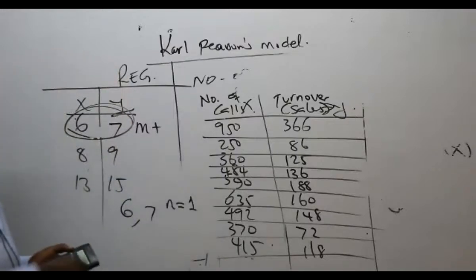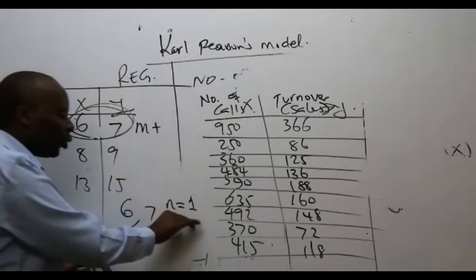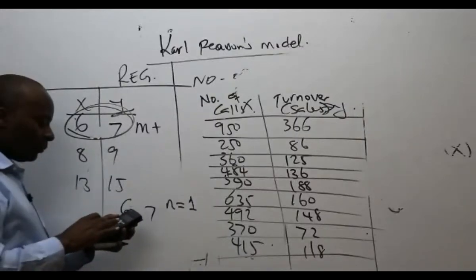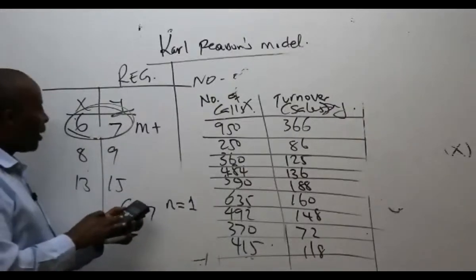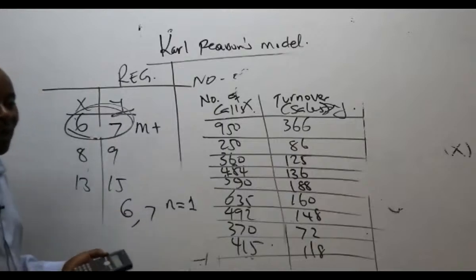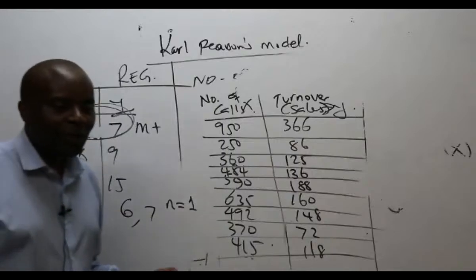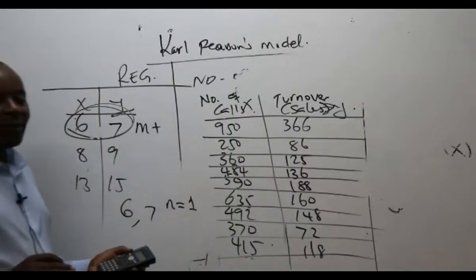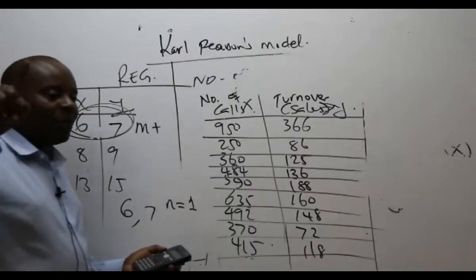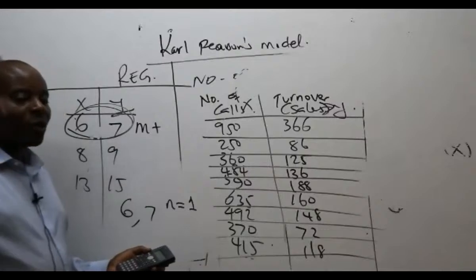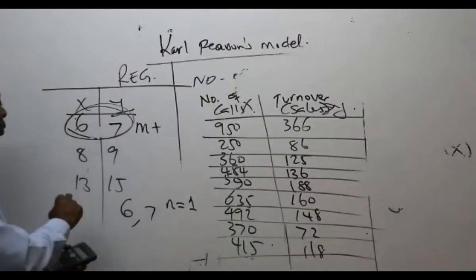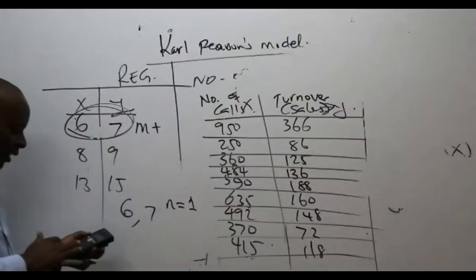Ladies and gentlemen, that straight away calls you to enter the second. So you will say 8,9, then you say M plus. 8,9, M plus. Is there somebody who has been told that this time round N equals 2? Thank you very much, Maureen. So we got the last one, which is 13,15.